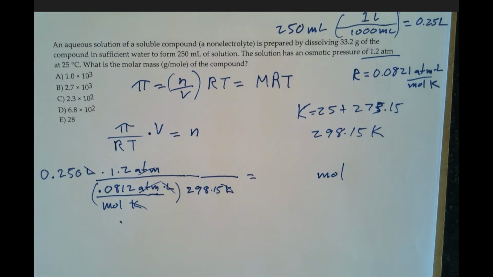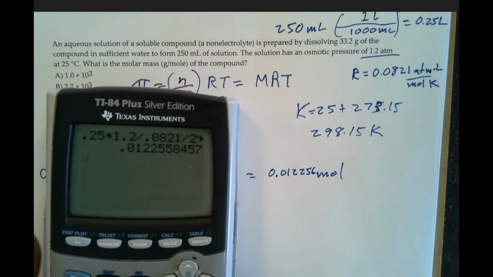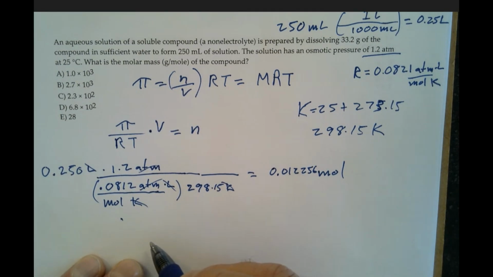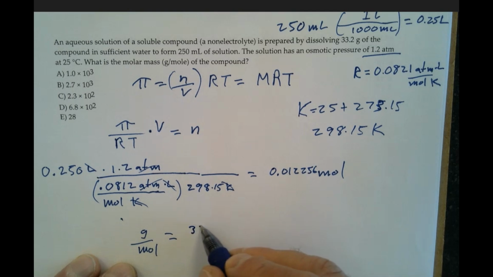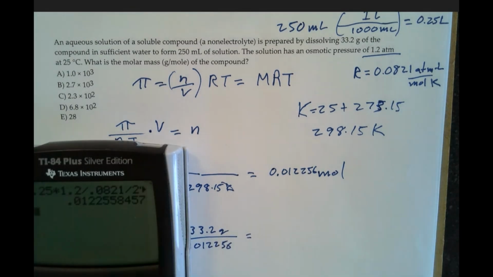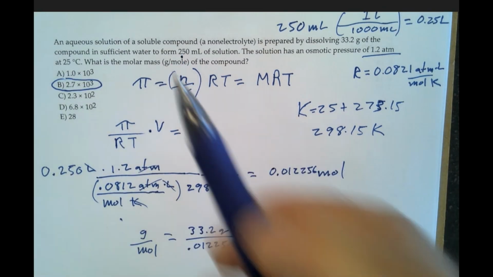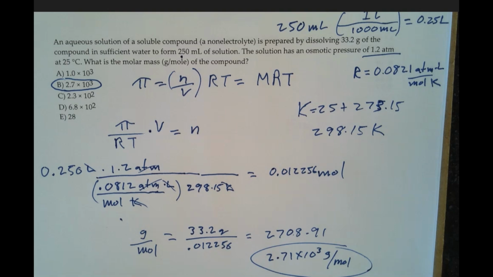0.25 times 1.2, divide by 0.0821. Divide by 298.15, hit enter. I got the whole thing there in my calculator. So there's our moles. What is the molar mass? That's the units grams per mole, right? That's molar mass. I'm going to look up here. I'm going to grab my 33.2 grams divided by this many moles. So I'm going to go 33.2 divided by my answer there. There's my answer. That's possibly only 2 digits, and the atmospheres is only 2. Yeah, most of the time if I think the book's wrong, I'm wrong.